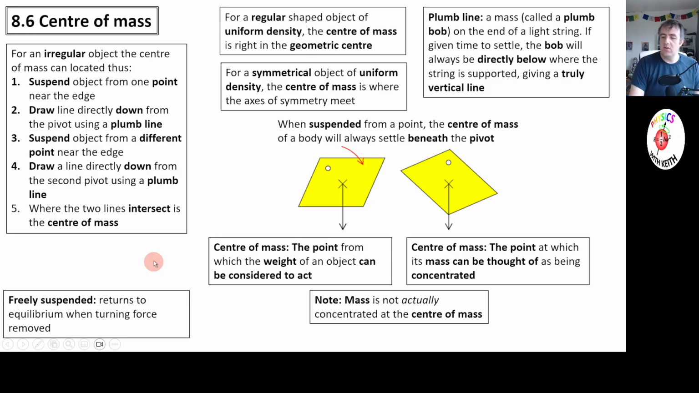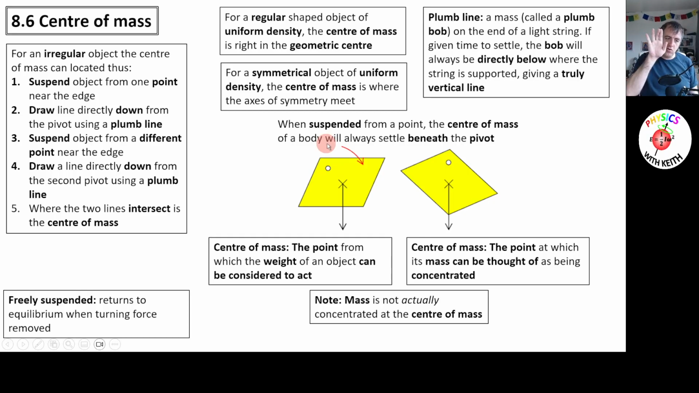Some terminology. When we say freely suspended, we mean that we just let go of something and allow it to swing around, with all the forces we're holding it with removed. Eventually, it's going to return to its equilibrium position, where the centre of mass is directly beneath the pivot. There is an equilibrium where the centre of mass is directly above the pivot. The moment's zero there as well, but that's unstable.